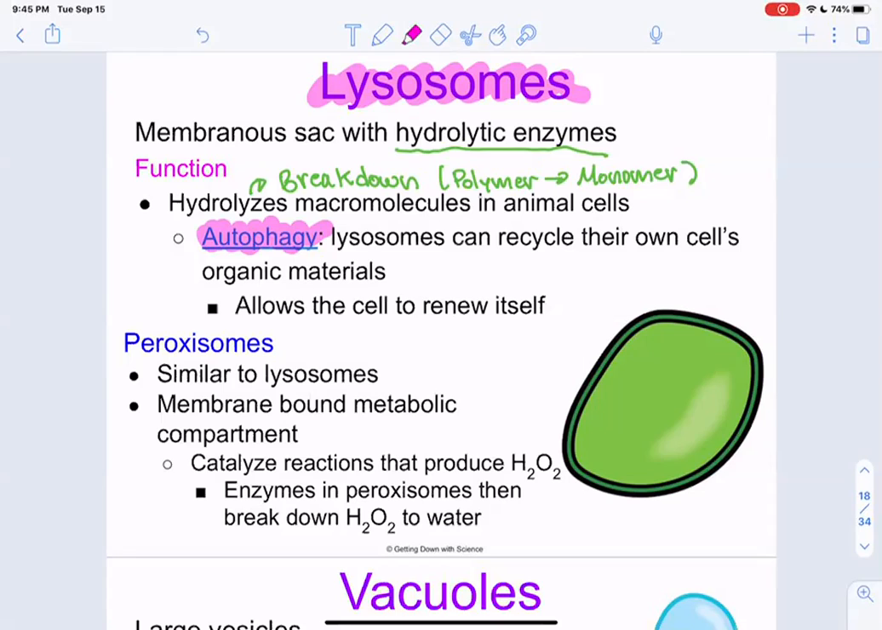Another type of lysosome is called a peroxisome. It's similar to the lysosome. It dissolves things, but you're going to see a lot of H2O, let me double check before I commit to saying this. I want to say hydrogen peroxide. Hydrogen peroxide. Yeah, I was right. Hydrogen peroxide, H2O2.